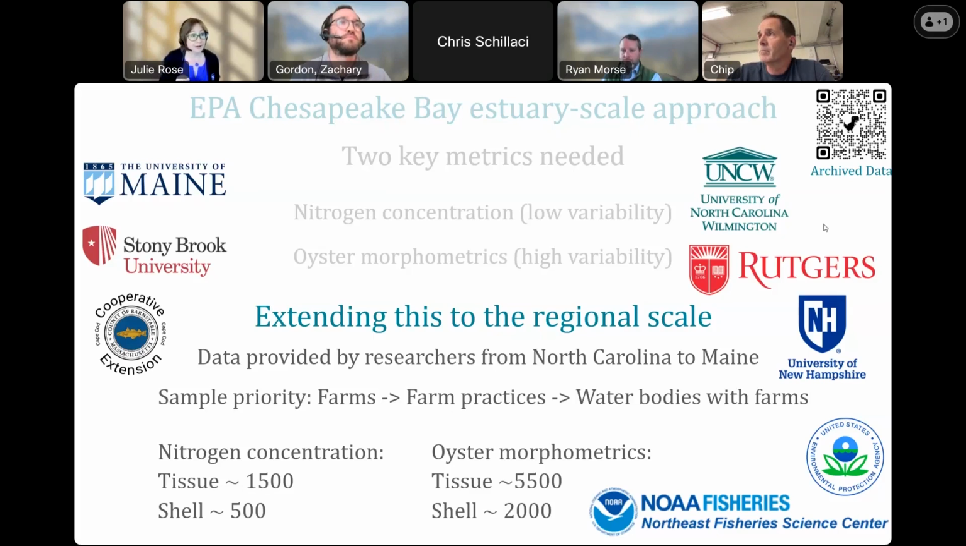The results of our aggregation effort were that we have 1,500 samples for oyster tissue nitrogen concentration, 500 for oyster shell nitrogen concentration. And again, those are the two low variability metrics. On the high variability side, we have a lot more data: 5,500 measurements for tissue and 2,000 measurements for shell.